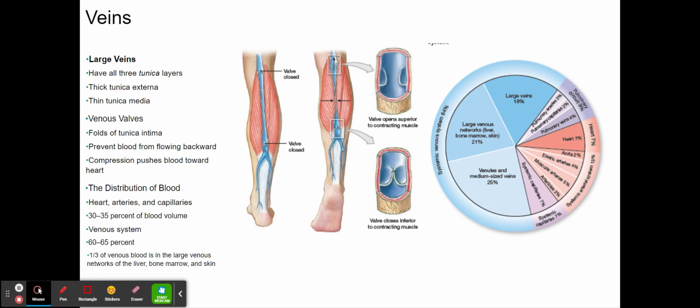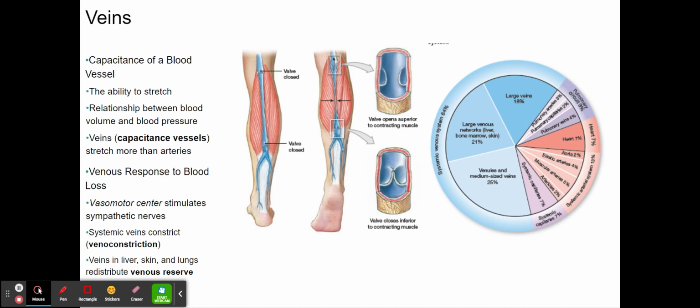Our total blood volume is unevenly distributed among arteries, veins, and capillaries. The heart, arteries, and capillaries in the pulmonary and systemic circuits normally contain about 30 to 35% of the blood volume, roughly 1.5 liters of whole blood. The venous system contains the rest, about 60 to 75%, or about 3.5 liters. About 1/3 of the blood in the venous system, or about a liter, is circulating within the liver, bone marrow, and skin, and these organs have extensive venous networks that at any moment contain large volumes of blood.